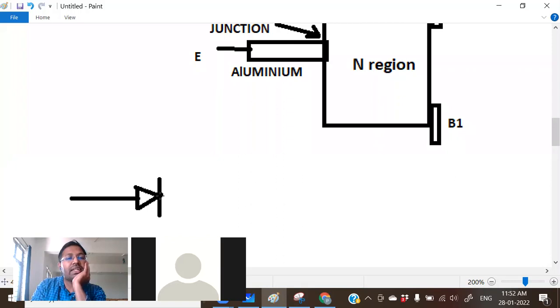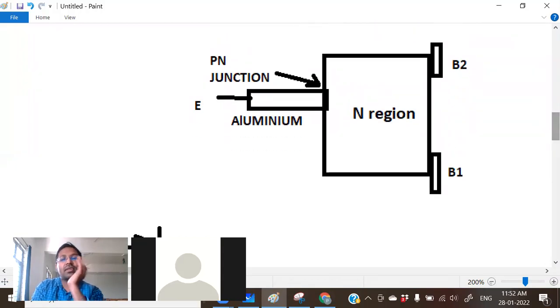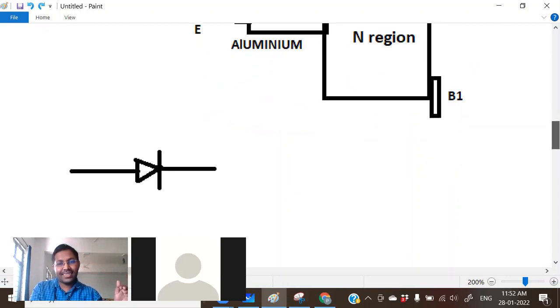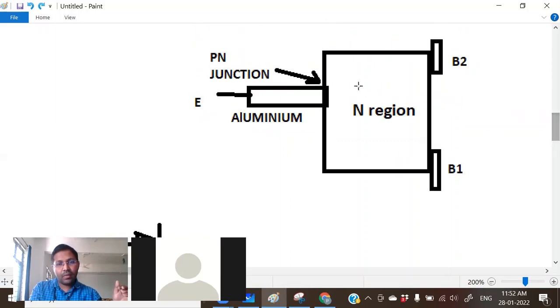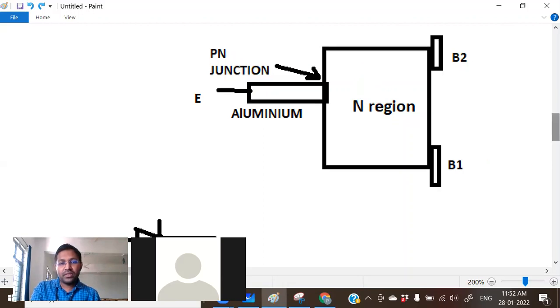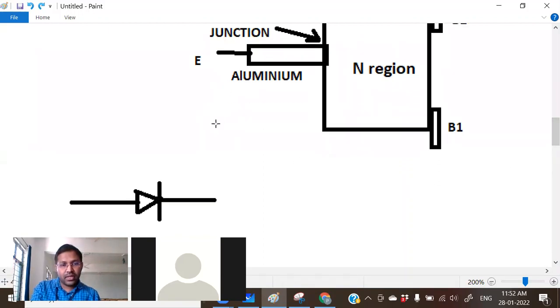And then the PN junction is followed by two resistors. See, every material has resistance, so the entire N region also has resistance. But we can now divide this into two regions: above the PN junction diode and below the PN junction diode. So I will represent them by two resistors.